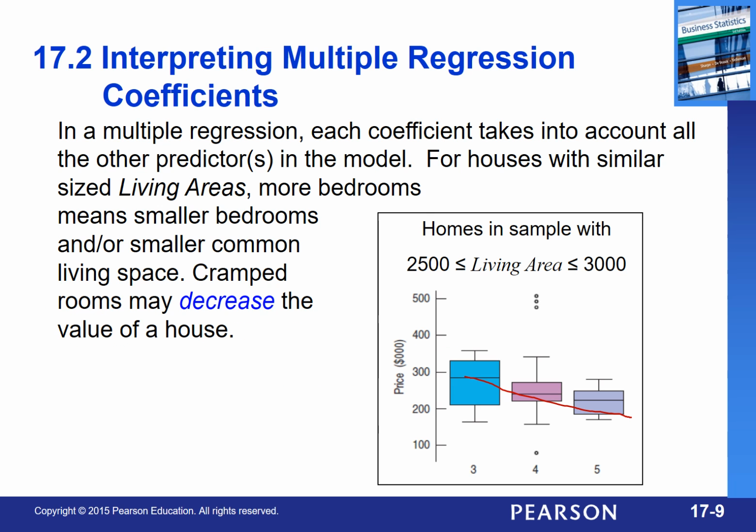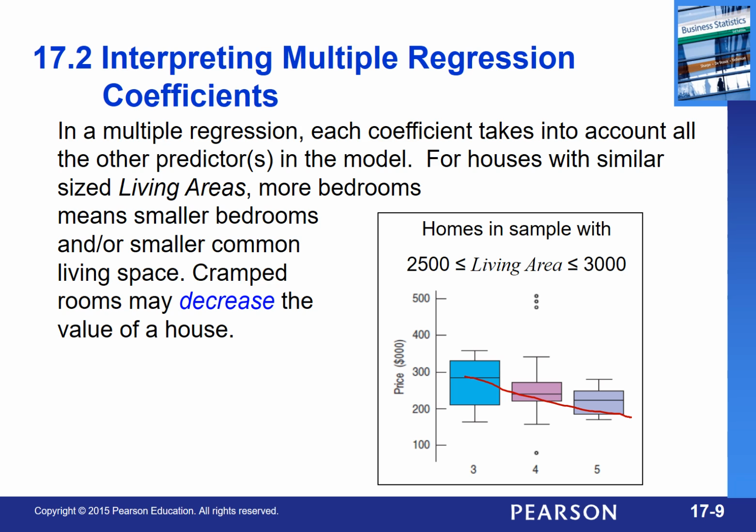So what I've got below is, I restricted the living area to around 2,500 to 3,000 square foot homes and looked at just 3, 4, and 5 bedroom homes. As you look at this, I'm hoping you notice that the slope, if I just connect my medians, looks negative. That line's terrible. You know what I mean.